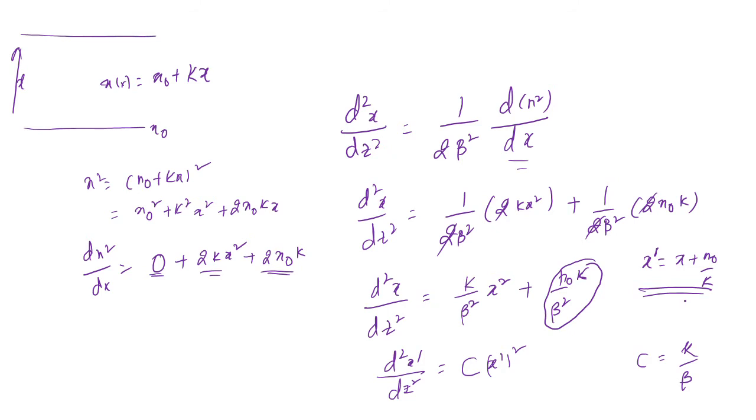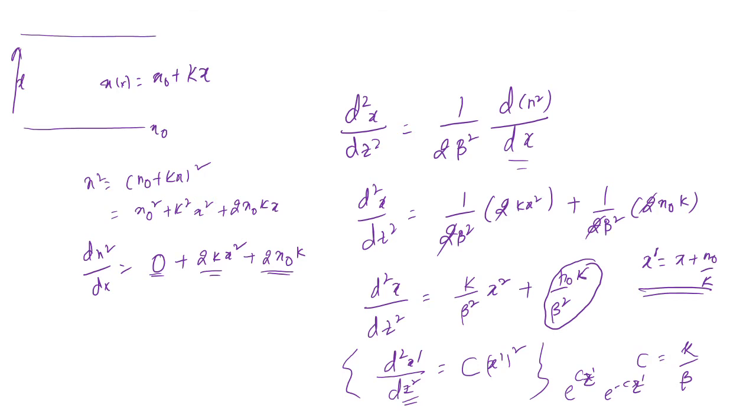And then you can see how you get this equation, right? So once you have this equation, it's very easy to solve for x. This is a simple differential equation, right? And if you solve for x, the solutions of this would be something like e to the power cz or e to the power minus cz. We're solving it with respect to z.